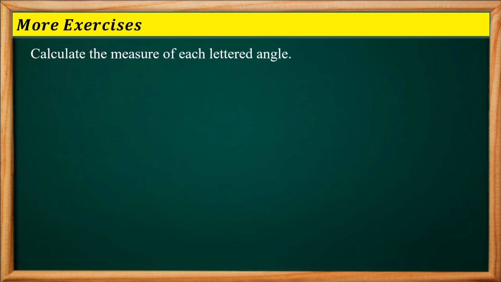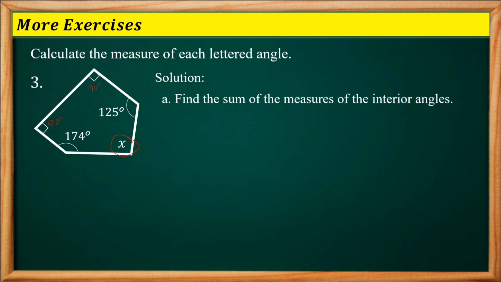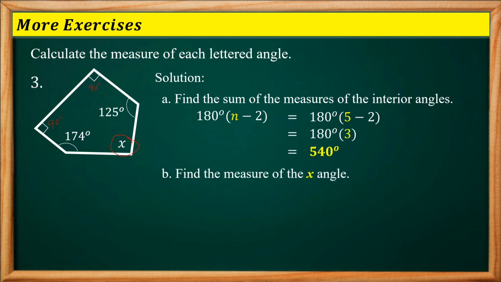Okay, let's do more exercises. Calculate the measure of each lettered angle. Okay, how about on this part? Remember, on this symbol, it is 90 degrees. It means this one is also 90 degrees. The letter x means we need to find the measure of x. Solution. First, find the sum of the measure of the interior angles using this formula. How many sides do we have? Let's count, 5. Then the sum is 540 degrees.